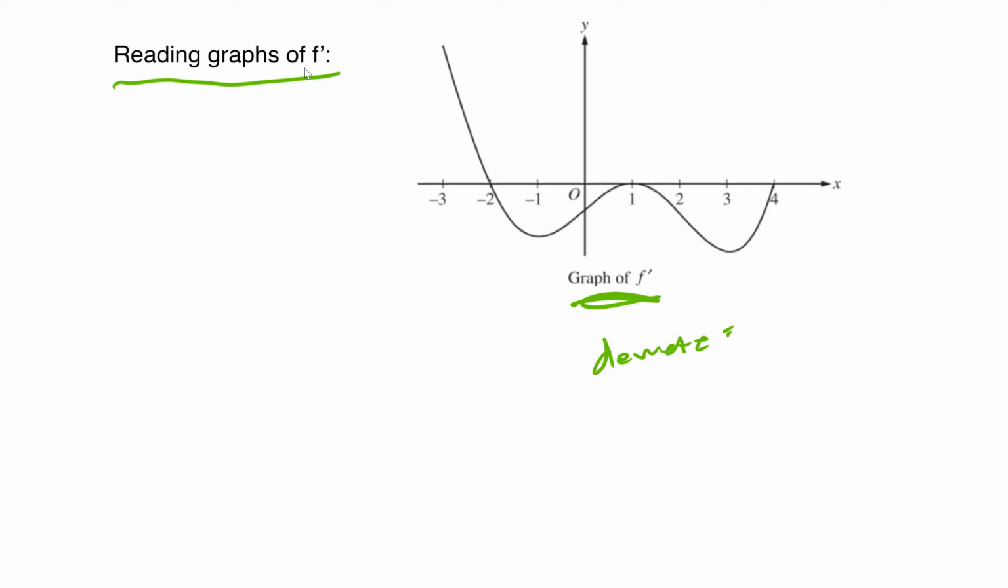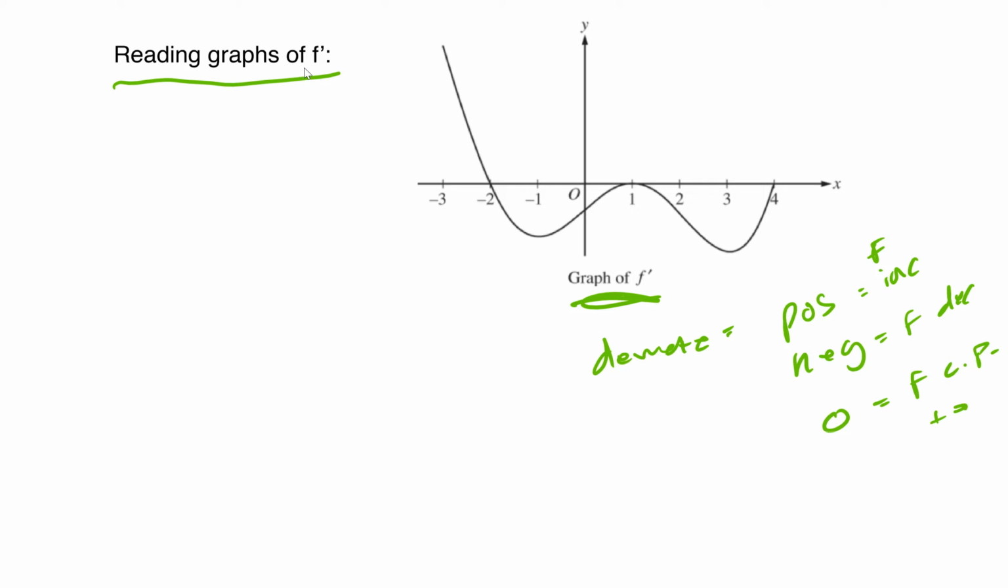So all the stuff I can read from here to this, right? Where it's positive, F is increasing. Where it's negative, F is decreasing. Where it equals 0, F has a critical point. It could be a max or min, depends, right?